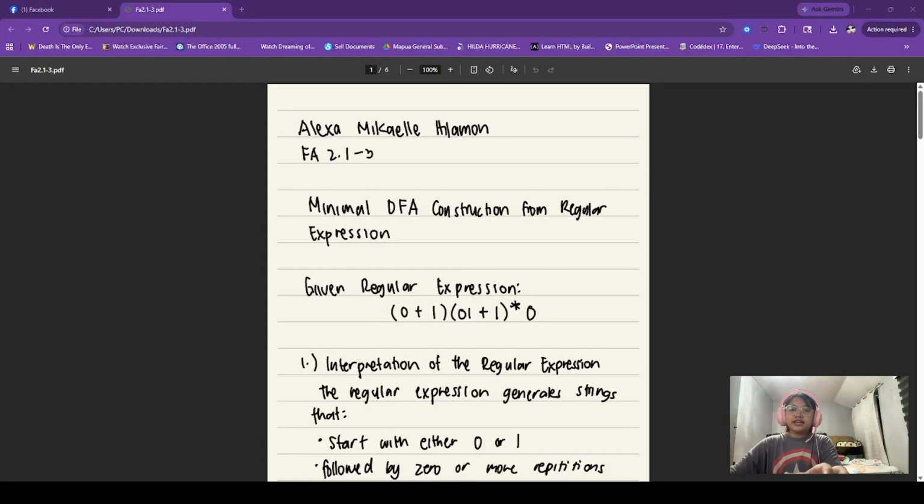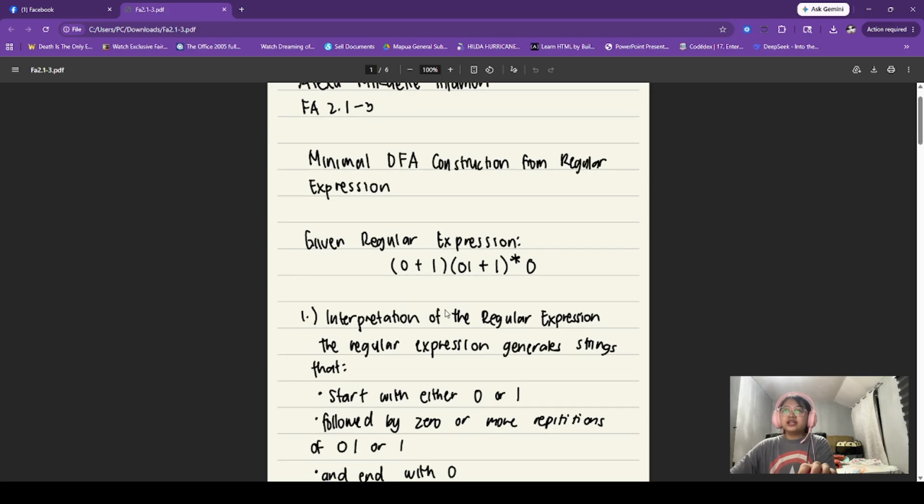Good day, everyone. Today I will explain the construction of minimal DFA from the regular expression. So this is the given regular expression: (0 + 1)(0, 1 + 1)* 0. Or mathematically written like this.